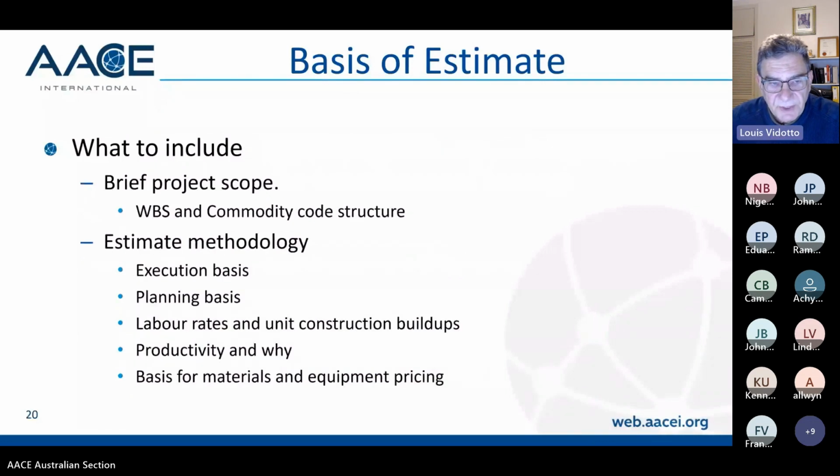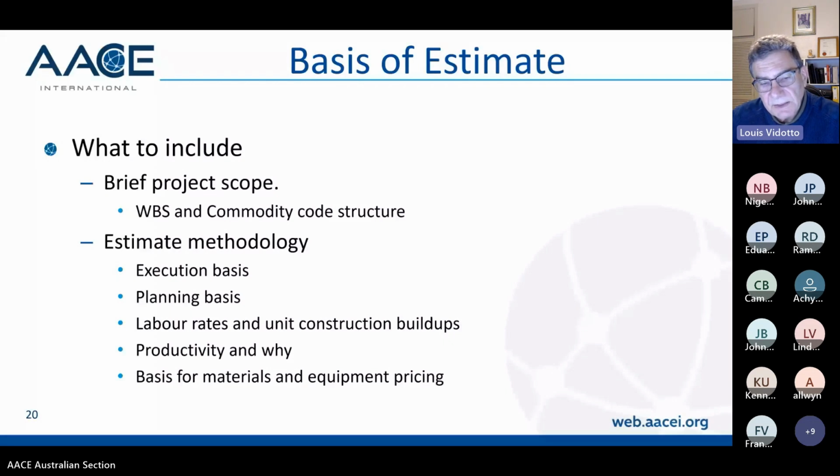So what do you include in the basis of estimate? Again, the work breakdown structure and commodity code structure, the project scope. Reiterate the project scope. Generally on bigger projects, you'll have a scope document. On smaller projects, you have a scope statement, which you then put in the basis of estimate just to reiterate what the scope is, and it's all in one place. The estimate methodology, the execution basis, things like the planning basis, the labour rates and unit construction build-ups.